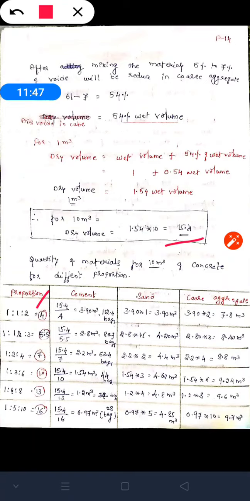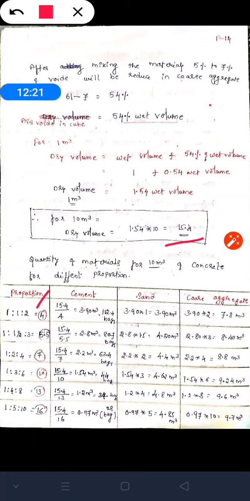by considering a cube. Take an example of a cube whose length, breadth and depth equal 1 meter. The air voids containing capability in coarse aggregate and fine aggregate you should remember from the journals. After adding those two, we get some percent. After mixing both fine aggregate and coarse aggregate, there may be a reduction in the air voids in the coarse aggregate, about 7%. Then we get some volume, that is 54%, meaning the air voids in the cube equal 54% of the wet volume. That is how it is calculated.